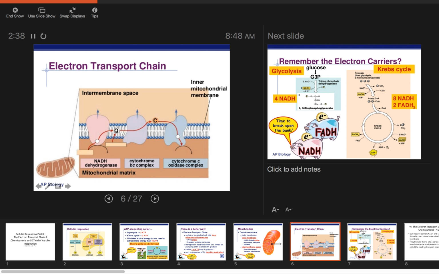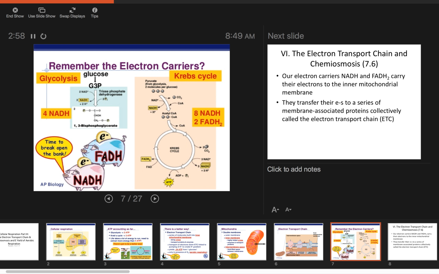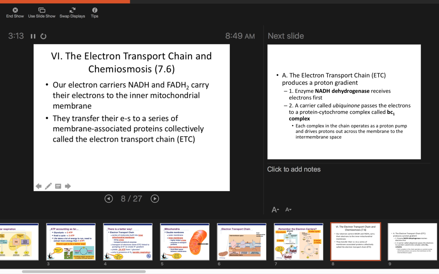So looking at, up close, the double membrane inside the mitochondria, we have the intermembrane space, but it's still in the mitochondria, and then we have the mitochondrial matrix. And so here are these proteins that are embedded in this membrane, and what's going to happen is electron carriers are going to drop off their electrons, and these electrons are going to get carried by other proteins and enzymes and travel through. And as they travel through these proteins, hydrogen ions will be pumped across to build up a gradient.